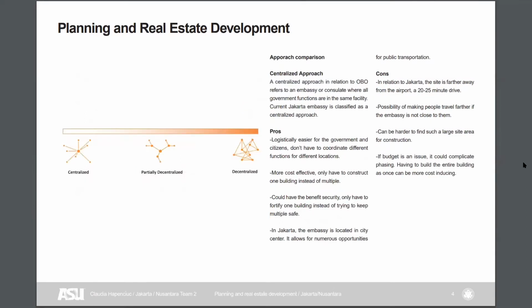One of the very first things that we decided to take a look at for the new site location in Nusantara was whether we wanted an embassy location with a centralized or decentralized approach. To give a broad overview of the two, a centralized location is a building type where all the functions are in one singular location, whereas the decentralized is the opposite approach. Functions are located in different buildings and different locations in the city.